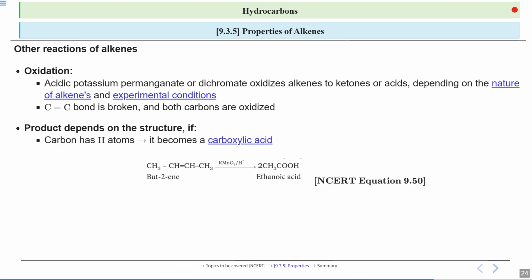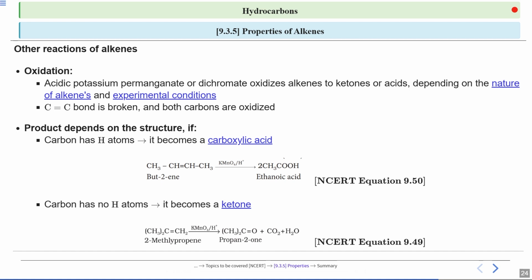If your carbon has hydrogen atoms attached to it, then it will become a carboxylic acid. So here is an example for that. We are taking butene. Both of the doubly bonded carbons have one hydrogen each. If you react this with KMnO4 in the presence of an acid, so acidic KMnO4 basically, in diluting condition, then it will result in 2 moles of ethanoic acid. Means both the bonds between carbons are broken, resulting in 2 fragments, and each fragment is oxidized enough to get ethanoic acid.